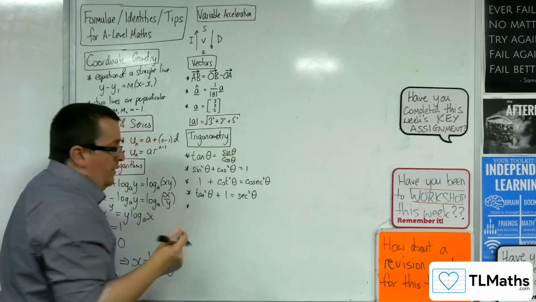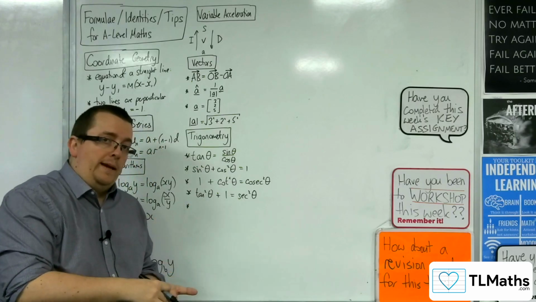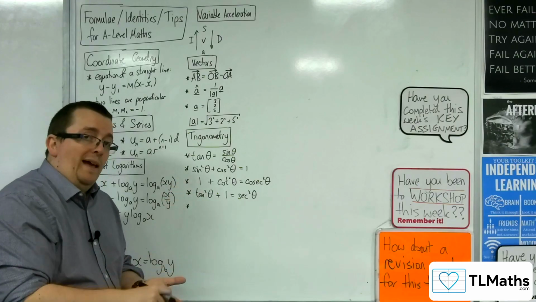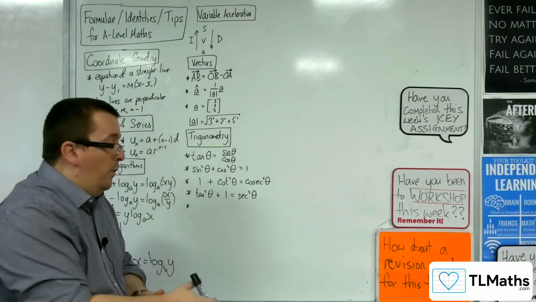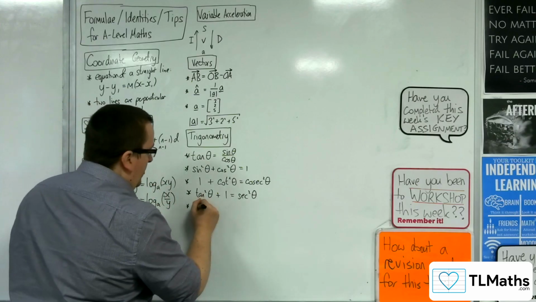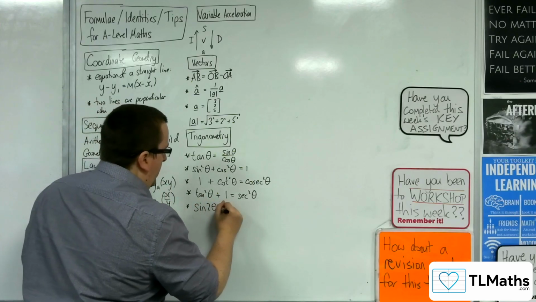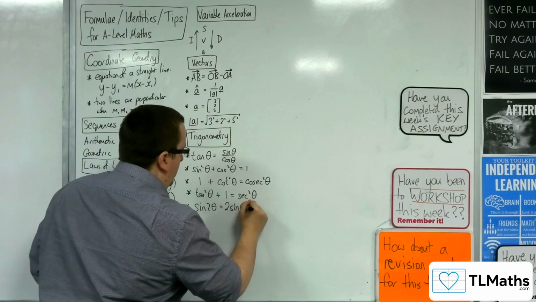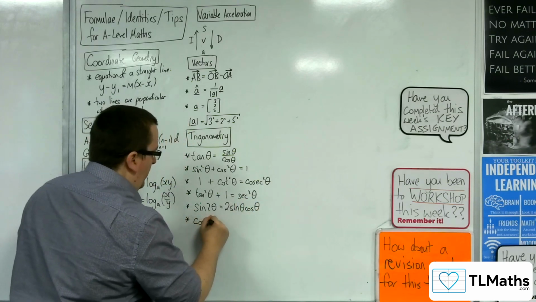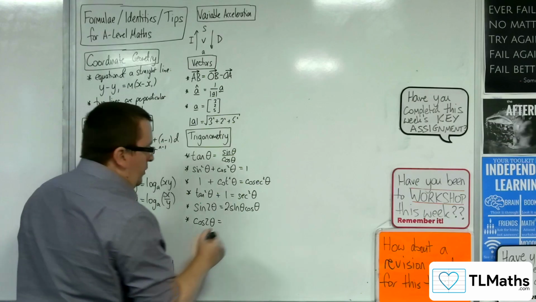Now, you're given the compound angle formulae, but you're not given the double angle formulae, so you need to make sure you know how to find those or learn them. I would suggest always learning them. So sine 2 theta is 2 sine theta cosine theta. You've got cosine 2 theta, which comes in 3 variations.